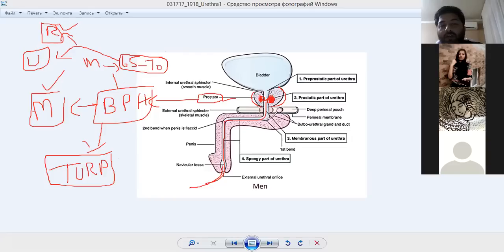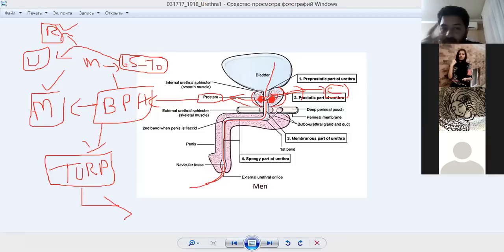When this prostate gland increases in size, it will apply pressure on the prostatic urethra, and the patient cannot pass urine. So by doing this surgical procedure, TURP, we will enter through here and remove all this prostate gland. When we remove it, we are very careful not to damage the capsule of the prostate gland, because if it is damaged, after surgery when the patient urinates, the urine will enter into the pelvic diaphragm. So this is very, very important.